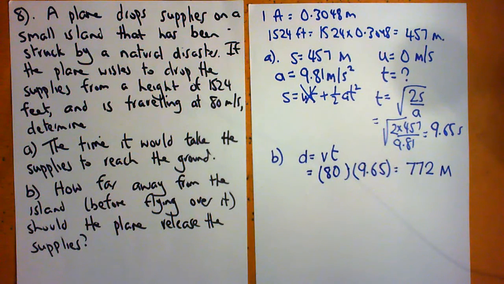So if the plane wants the supplies to land on the island, it needs to release them when it passes a point 772 metres before passing overhead, before passing over the island.